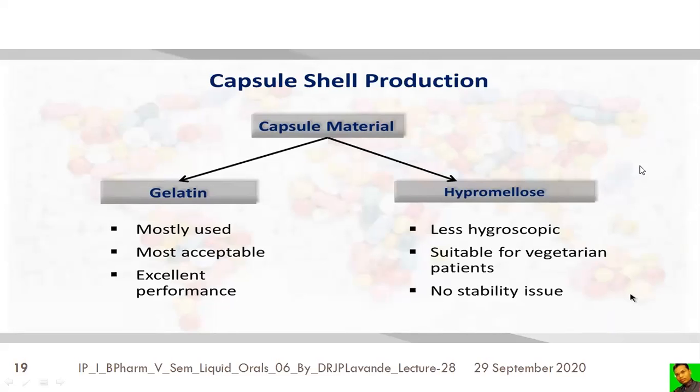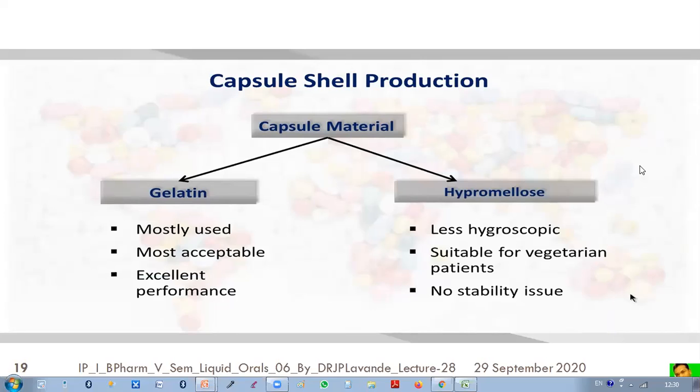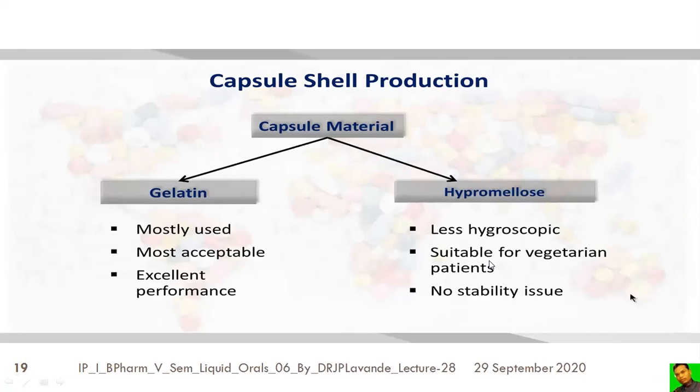Another material used to produce the capsule shell is hypromellose. Hypromellose is less hygroscopic and is suitable for vegetarian patients, because gelatin is of animal origin, so there are ethical issues for those who are purely vegetarian. For them, hypromellose capsules are the substitute which is available, and they do not have any kind of stability issues. So these are the advantages over gelatin.